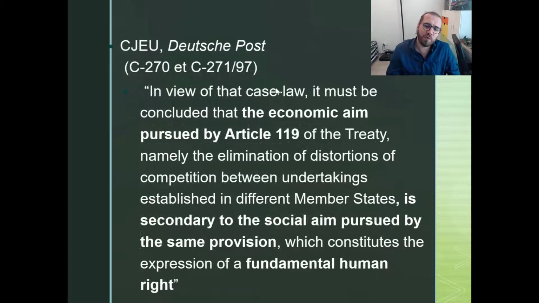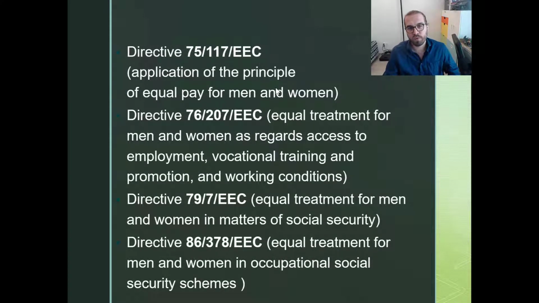These evolved in more recent cases where the Court of Justice confirmed that now the economic aim of the same article had, in a way, become secondary itself to the social aim and to the fundamental nature of the right to equal treatment, the human right, in the words of the court. So it goes from an economic right to a human right, the equality between men and women.